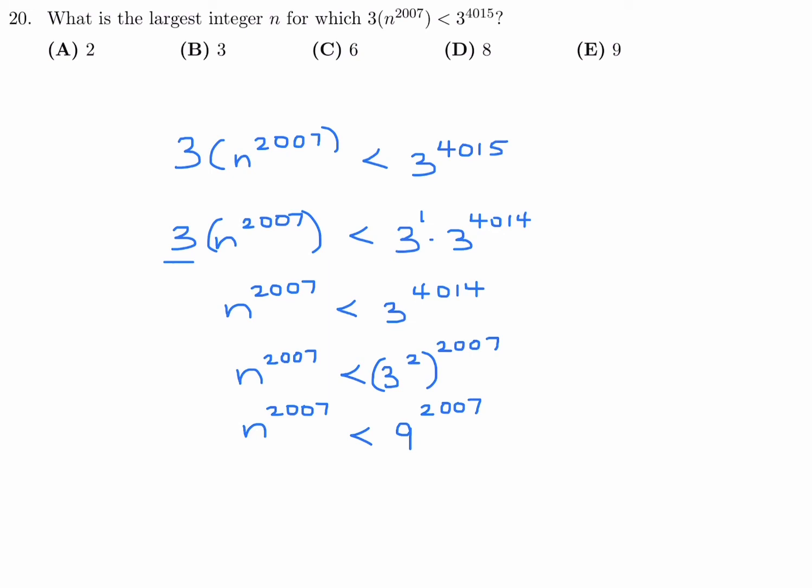And if you stare at this, the largest value for n, well, n obviously is less than 9. So the largest value of n less than 9 that is an integer is n equal to 8. So number 20, the answer is D.